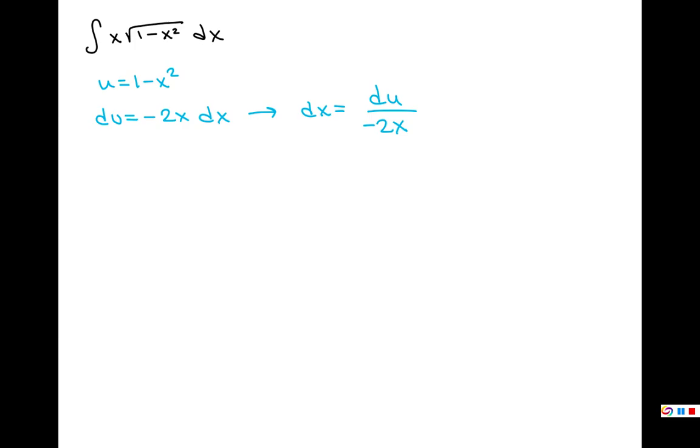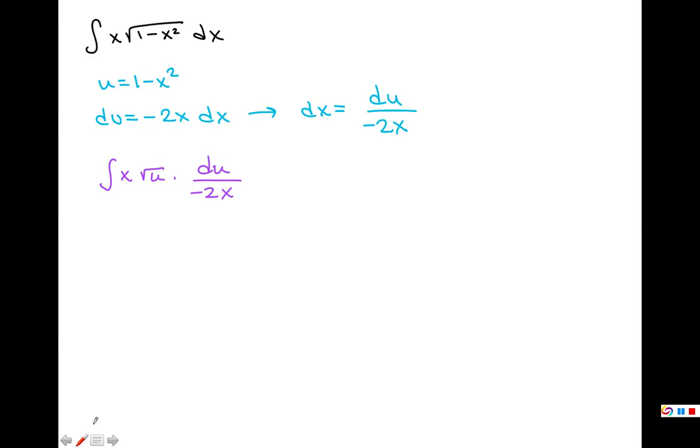And then I'm just going to plug things into the integral, and I'm going to hope that the x's disappear. So let's see what happens. So we've got that x in front of the square root. We haven't done anything with that yet. And then the 1 minus x squared was our u, so square root of u. And then I'm going to replace the dx with the du divided by negative 2x.